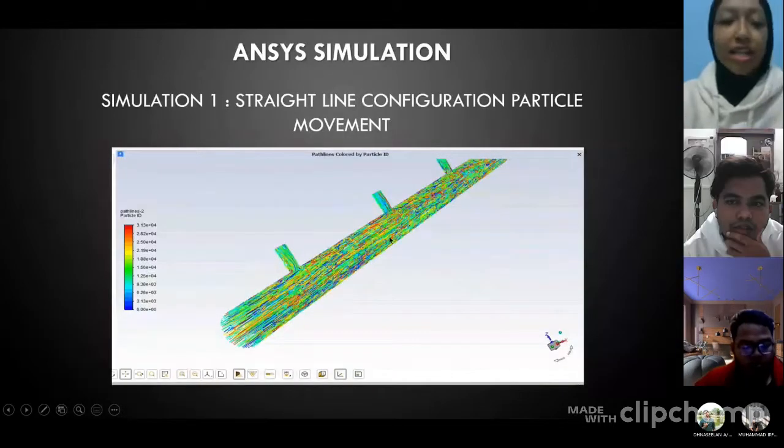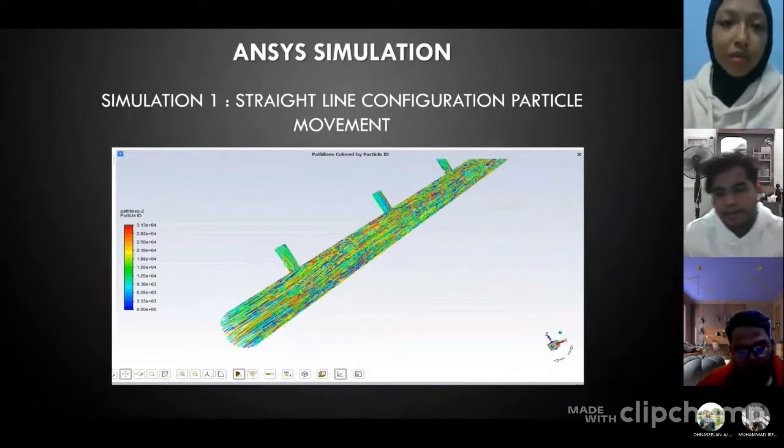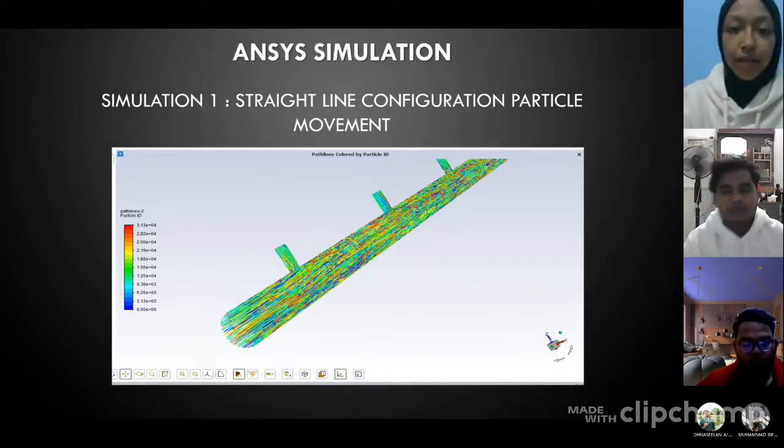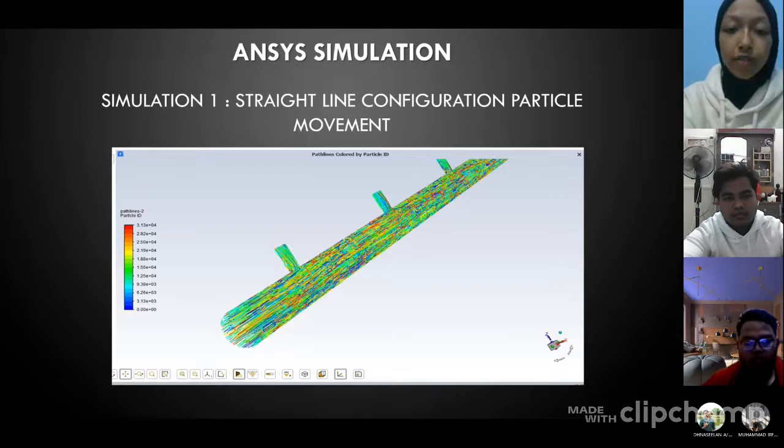Assalamualaikum, my name is Najiha. So I will explain the analysis simulations. For the first simulation, I will explain about the straight line configuration, particle movement. For the first straight line pipe, the inlet pipe diameter is bigger than the outlet. So the movement of particles in the pipe is freer than at the outlet.